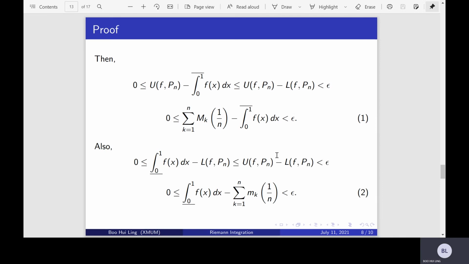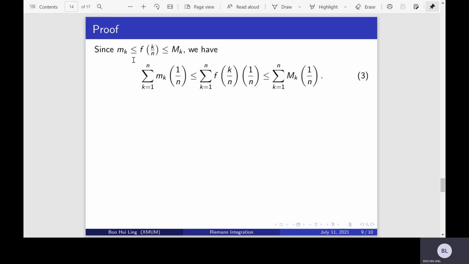Similarly, the lower integral, which is the supremum of the lower double sums, minus the lower double sums, is less than or equal to the difference between the upper double sum and the lower double sums, and is greater than or equal to 0. And from above, we have defined that the difference between the upper double sum and the lower double sum is less than epsilon, and we will form this equation 2 such that the lower integral minus the summation from k equal 1 to n, small mk times 1 over n, is less than epsilon.